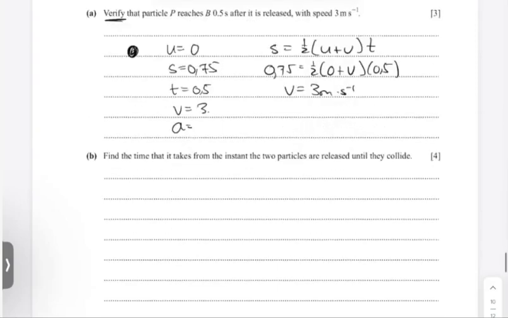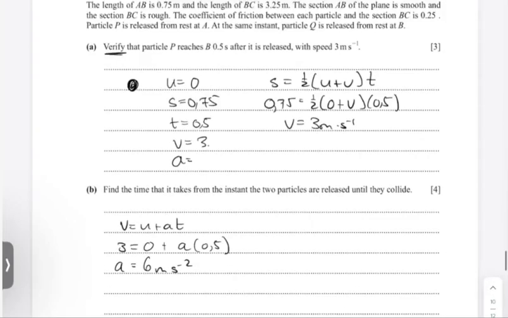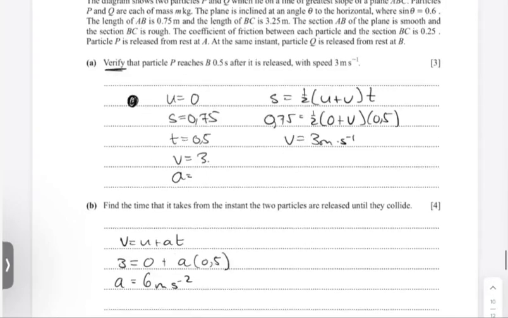V is equal to U plus AT. I know it's reaching 3, it starts at 0. I don't know what my acceleration is, but I can figure it out now. So 3 divided by 0.5, so 6. My acceleration is 6 meters per second squared. So particle P is going down at 6 meters per second squared.